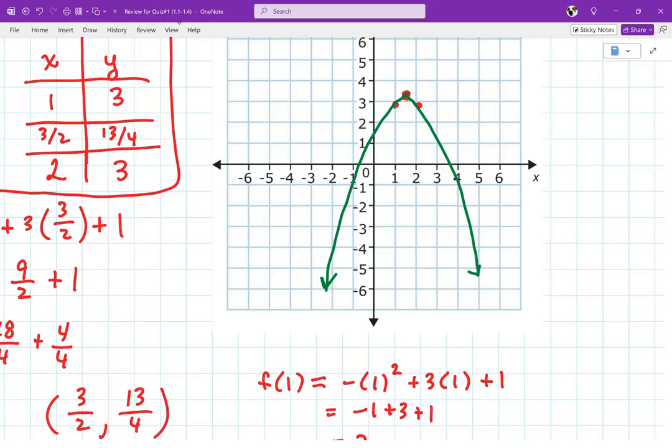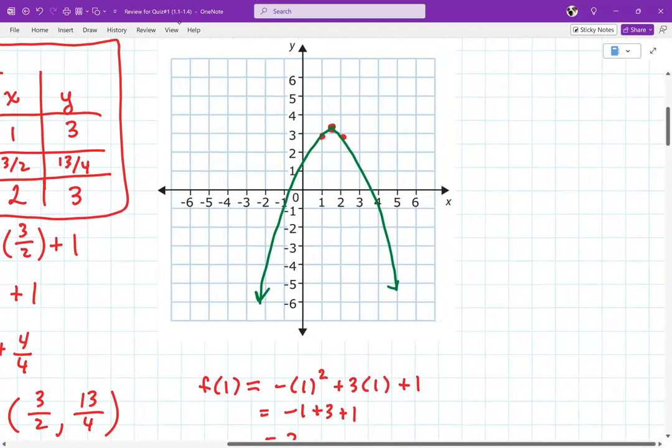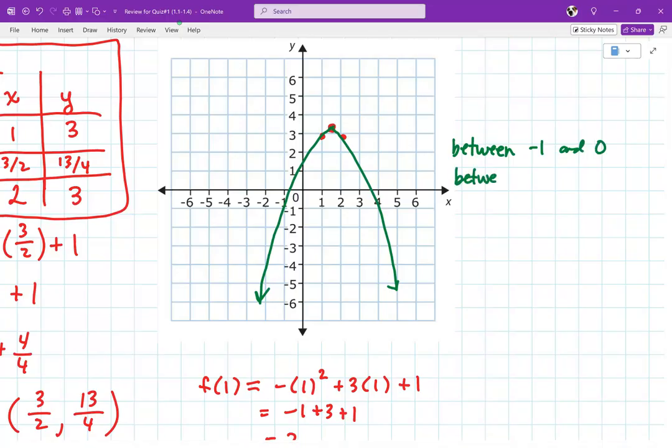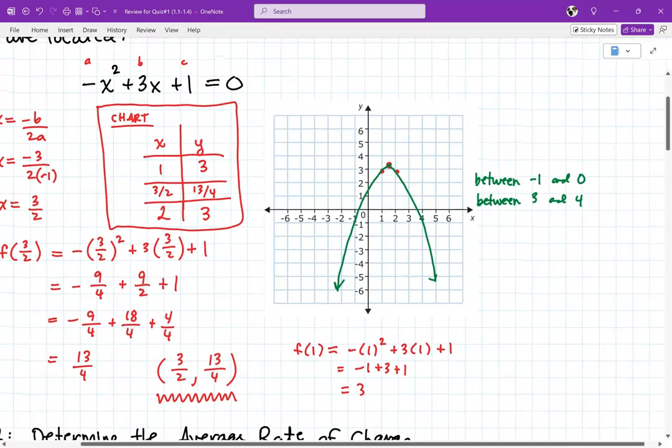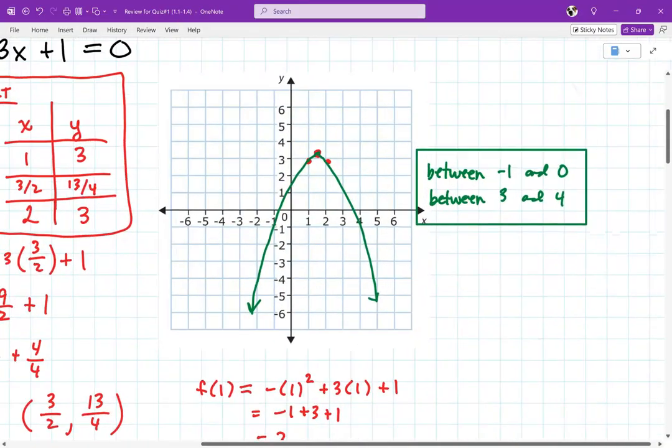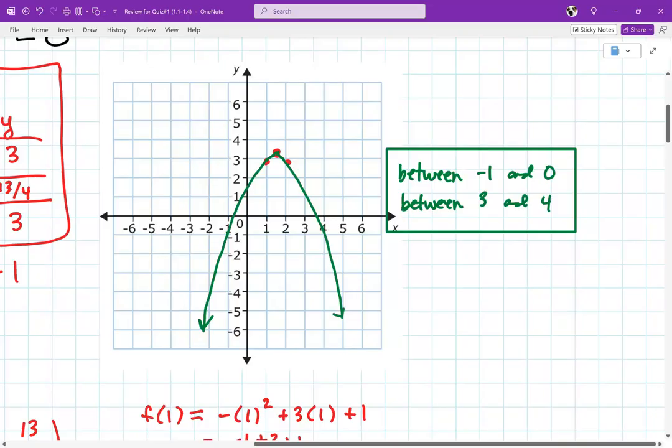So you could tell me the answer is between negative 1 and 0 and 3 and 4. That's all you have to say. Between negative 1 and 0 and 3 and 4. So I'm going to write that down. Between negative 1 and 0, between 3 and 4. And that would be the solution to this problem.